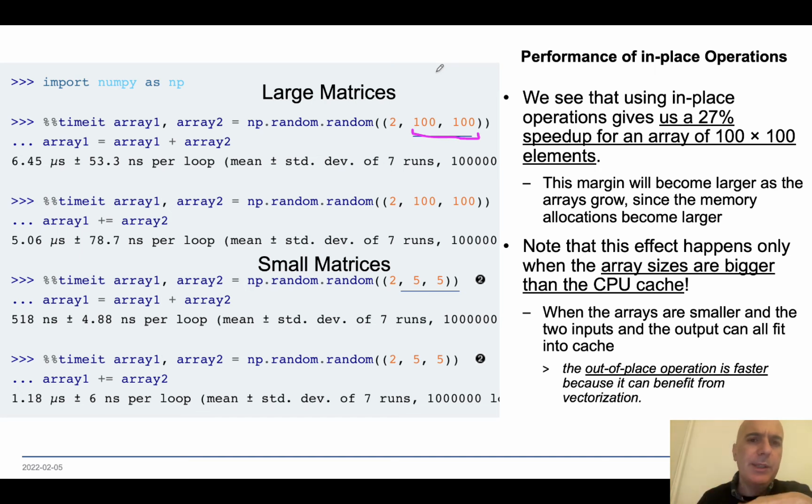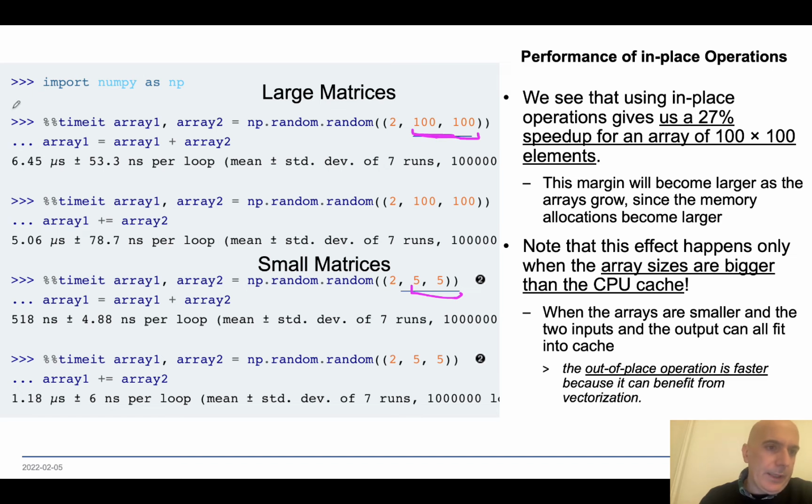What does large mean in this context? Well, large in this context means that it should be larger than the size of our caches. We will talk at the end of this lecture about this. And then we take small matrices. So instead of taking 100 by 100 like we took here, we take 5 by 5.